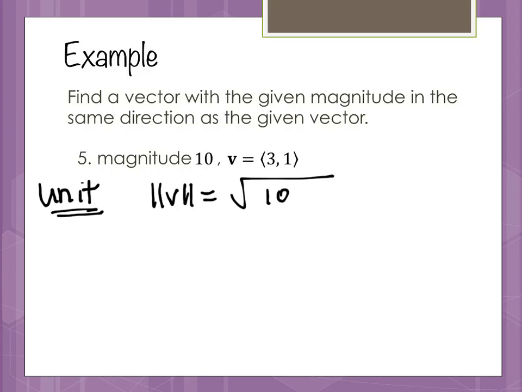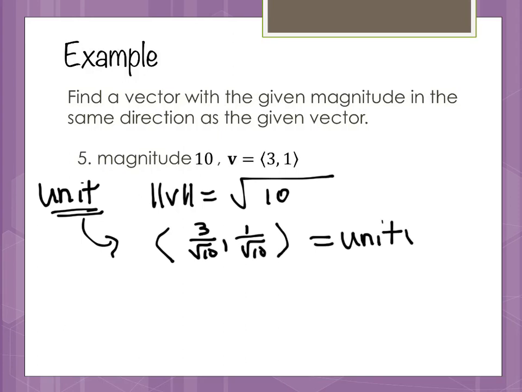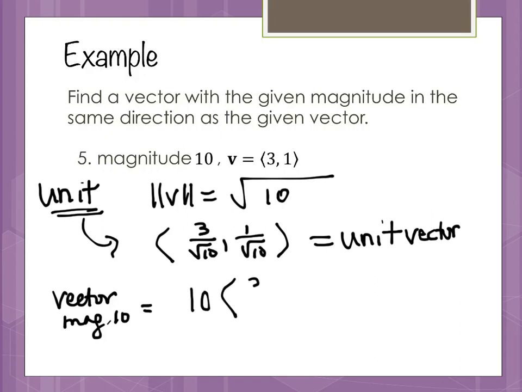So if I were to find my unit vector now, my unit vector would be 3 divided by square root of 10 and 1 divided by square root of 10. This is my unit vector. It is a vector in the same direction of length 1. But I want to take that unit vector now and make it a vector of length 10. So my vector of magnitude 10 would be to take the number 10 and to multiply by the vector 3 over square root of 10 and 1 over square root of 10.